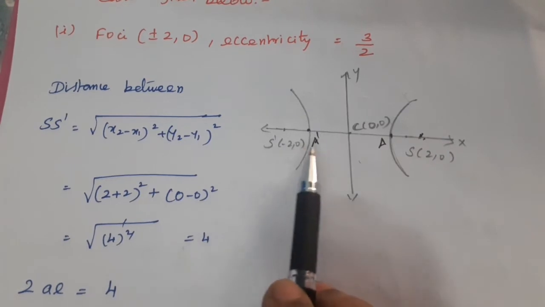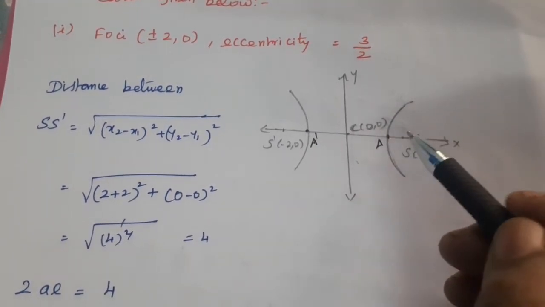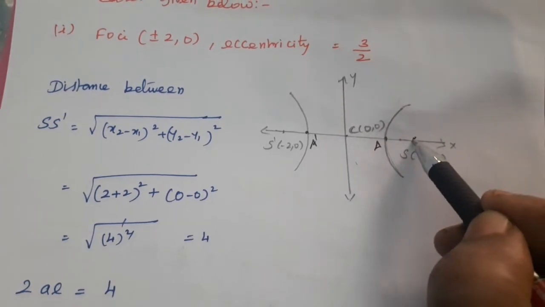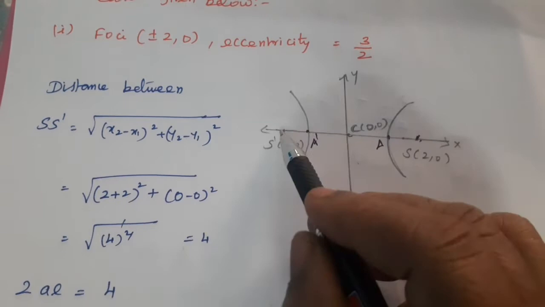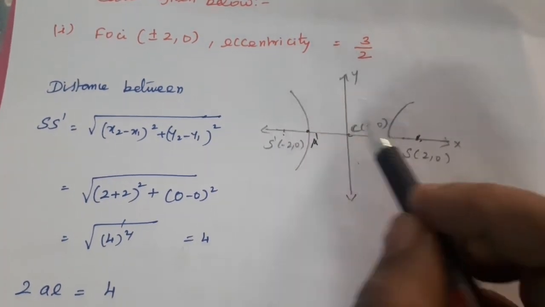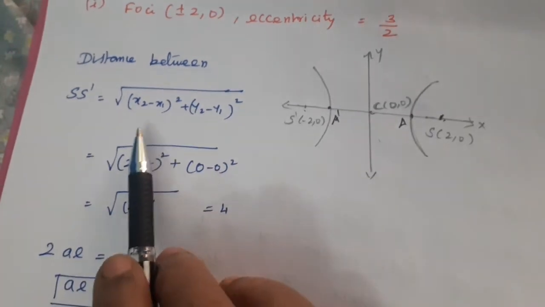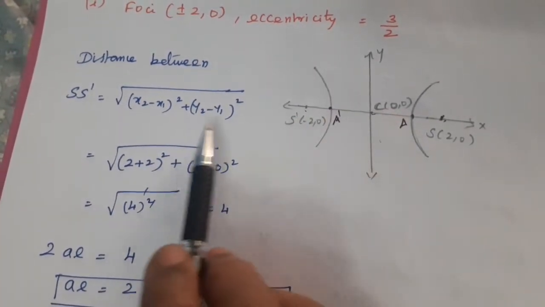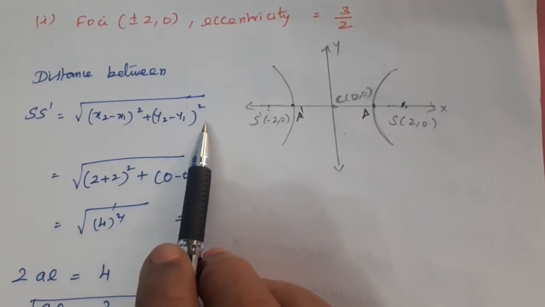What is the distance between the foci? Already I told you, the distance between the center and a focus is AE. The center C to S is AE, and C to S dash is another AE. Joined together, we get 2AE. So the foci are S and S dash, and we apply the distance formula: square root of x2 minus x1 the whole square plus y2 minus y1 the whole square.